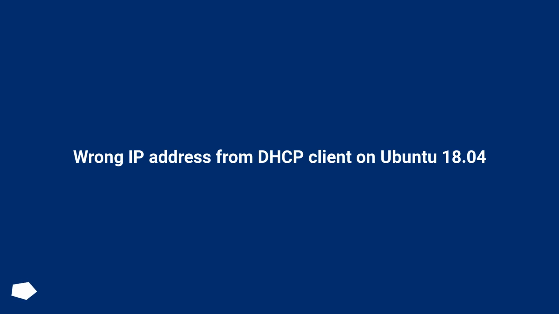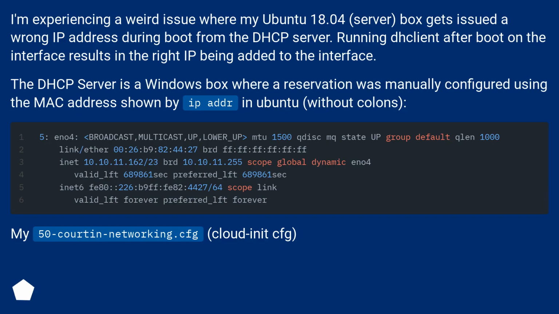Wrong IP address from DHCP client on Ubuntu 18.04. I'm experiencing a weird issue where my Ubuntu 18.04 server box gets issued a wrong IP address during boot from the DHCP server. Running dhclient after boot on the interface results in the right IP being added to the interface. The DHCP server is a Windows box where a reservation was manually configured using the MAC address shown by ip address in Ubuntu, without colons.